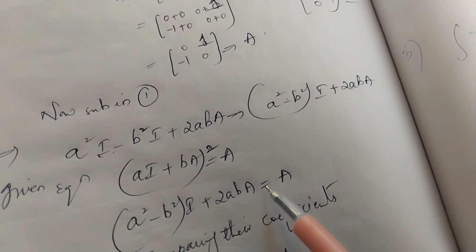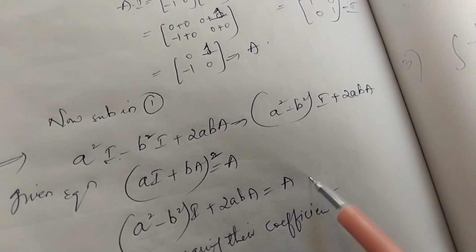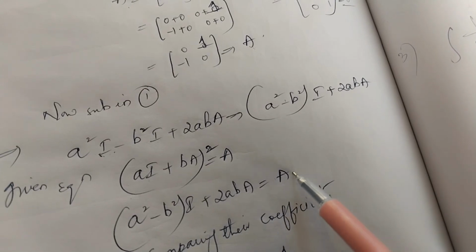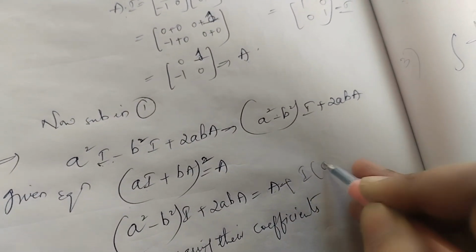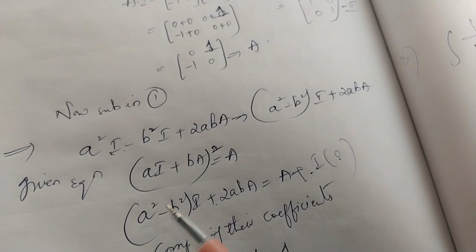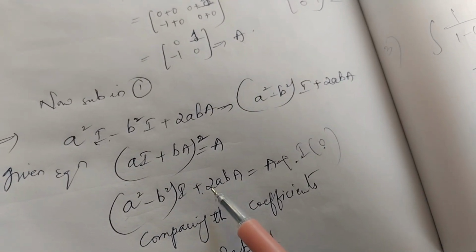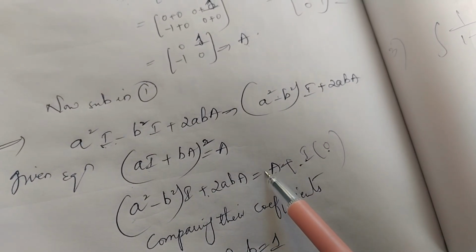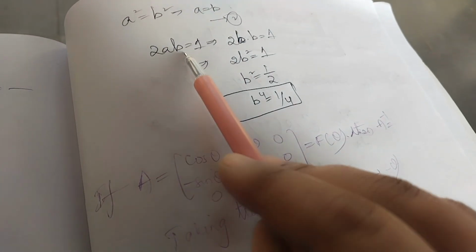Now equating, compare left hand side with right hand side. The I coefficient we don't have here, so I can write plus I into 0. So on the right the I coefficient is 0, and here the I coefficient is A square minus B square. After comparing, we get A square minus B square equals 0. And for 2AB, the A coefficient is 1, so 2AB equals 1. Finally, A square minus B square equals 0, means A square equals B square, then A equals B, and 2AB equals 1.